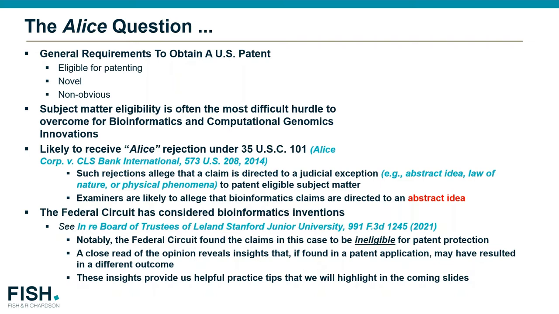So the Federal Circuit has fairly recently considered a bioinformatics type of case, In Re Board of Trustees of Leland Stanford Junior University in 2021. And the Federal Circuit unfortunately found the claims, unfortunately for Stanford, ineligible for patent protection. A close read of the opinion reveals insights that, if found in a patent application, may have resulted in a different outcome. And I'll talk a little bit about some practice tips as well. Next slide, please.